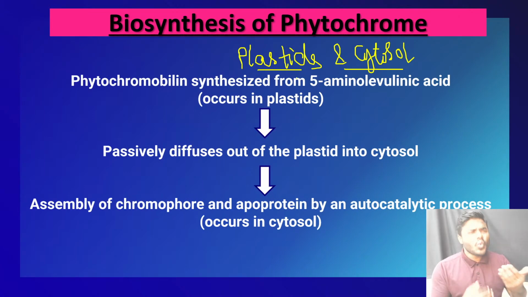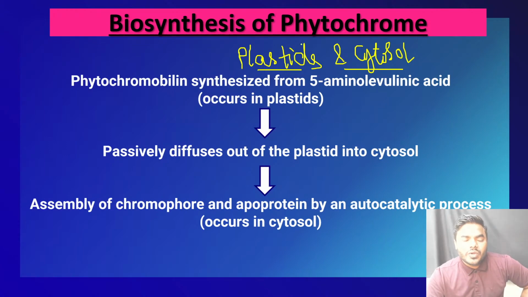But one more question for part B. Which of the following can act as a precursor? Which of the following can act as a starting material for the biosynthesis of phytochrome? The starting material we can call 5-aminolevulinic acid. What was that?